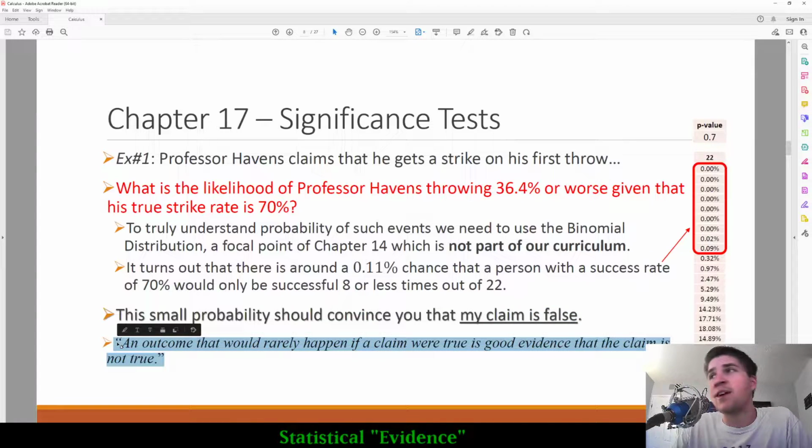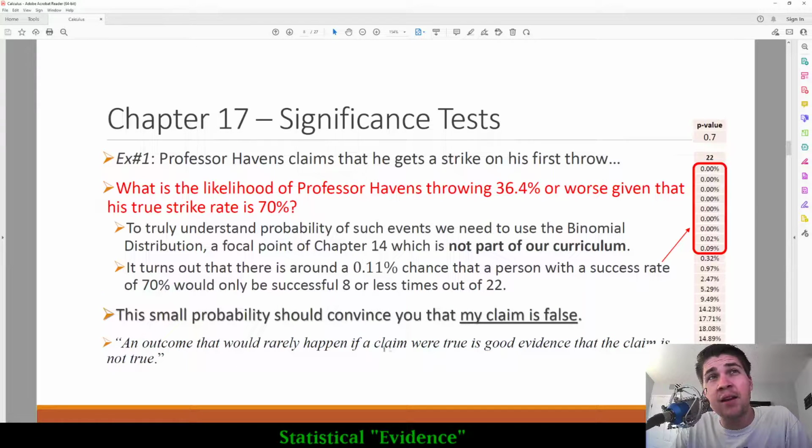To summarize this video with a good quote: an outcome that would rarely happen if a claim were true is good evidence that the claim is not true. And this is the idea in a test of significance.